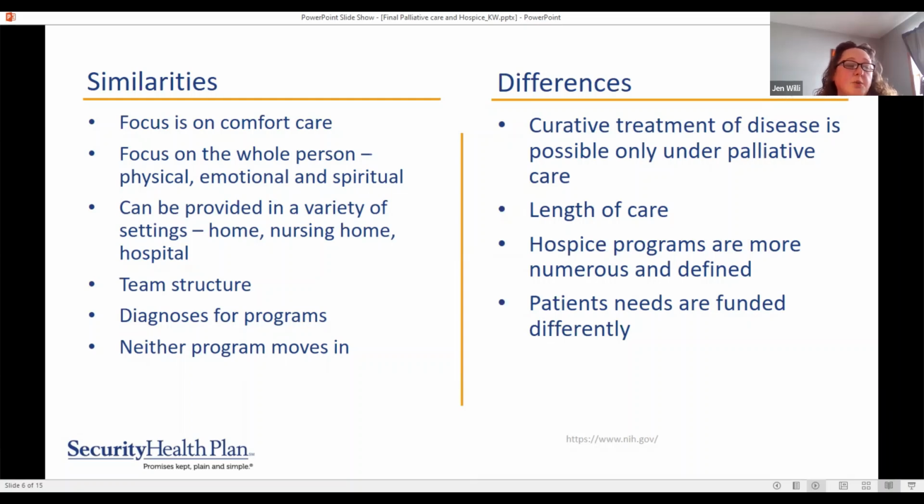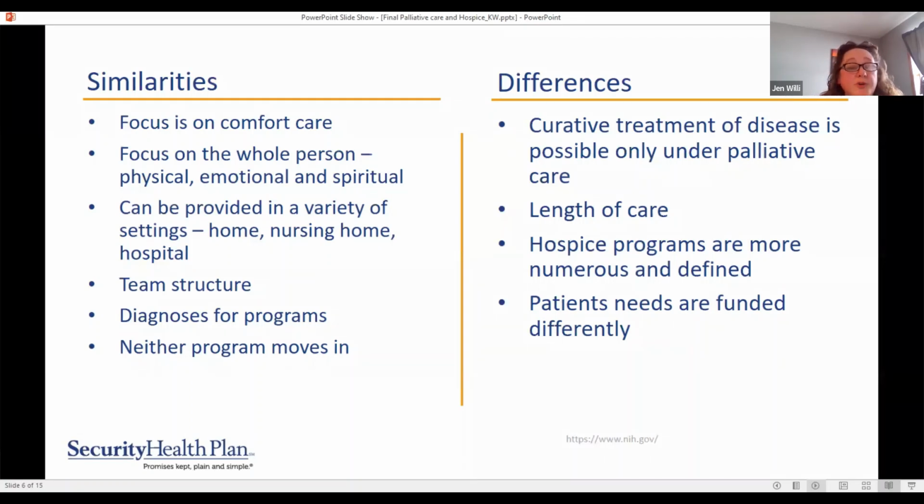For hospice care, once a member is certified by a doctor of having 6 months or less life expectancy, care continues until they pass away, or a doctor no longer believes that they meet criteria. They improve or they're no longer declining.